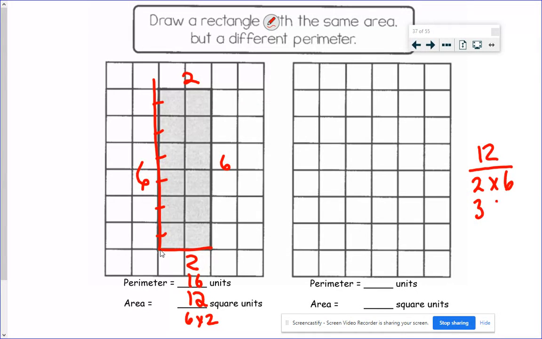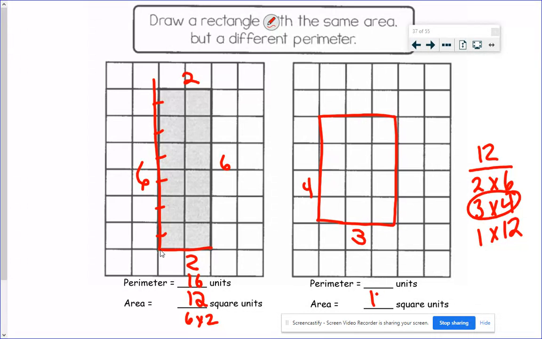3 times 4 is 12. And we have enough of those. Somebody in class said 1 times 12 or 12 times 1. And yes, that's true, but if we're using this grid, we didn't have 12 squares wide or 12 squares long to be able to do that. I think we went with 3 times 4 in class. 1, 2, 3. 1, 2, 3, 4. So then I'm going to draw out that rectangle.